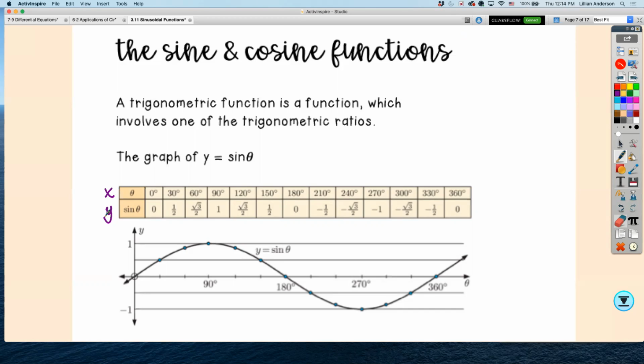Theta, your angle, are your x coordinates. And then your y coordinates are what you get when you actually plug 0 in for theta into sine theta, or when you plug 90 in for theta into sine theta, and so on and so forth. But each of these points is how the graph of sine is created. Okay? There's points like that.